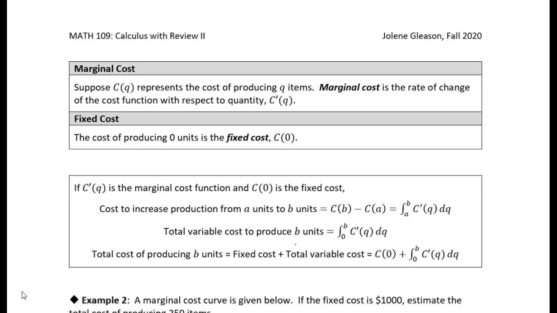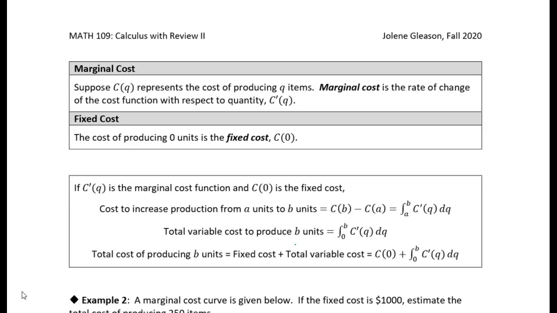And the idea of fixed cost is kind of what you would expect. It's the fixed costs of running a business. So you have some sort of overhead costs or like rent or utilities that are fixed and do not vary with the quantity of items that you're producing.